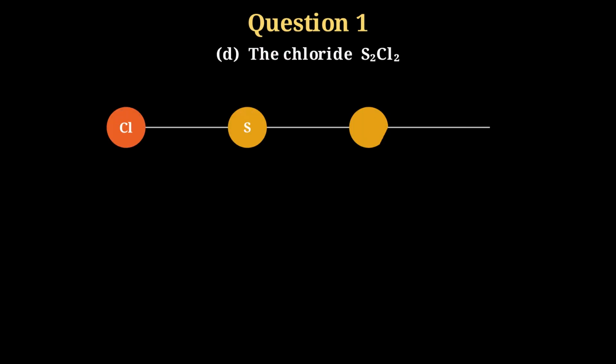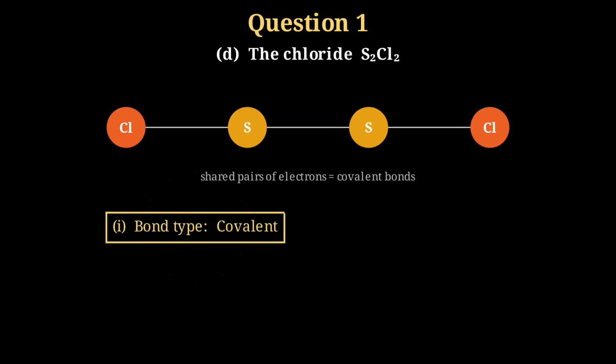Part D. Sulfur forms the chloride S2Cl2. Its structure is a little chain: chlorine, sulfur, sulfur, chlorine. Sulfur and chlorine are both non-metals, so they bond by sharing pairs of electrons. That means the bonding is covalent. So for part 1, the bond type is covalent.